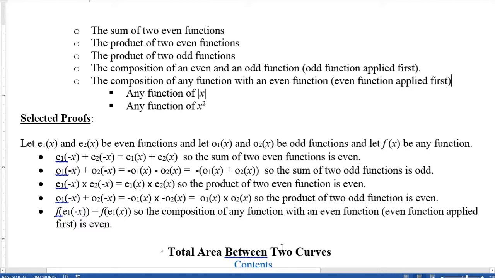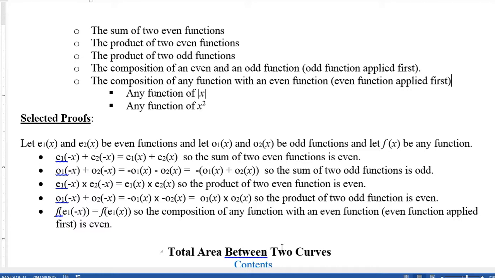Now let me prove just a few of these. I'll let you maybe provide the proofs yourself for some of the other ones. So let's let E1 and E2 be even functions. Let O1 and O2 be odd functions. And let's just let f of x be any old function. So for the sum of two even functions, let's take E1 plus E2 of minus x. That's E1 of minus x plus E2 of minus x. Since those are even, that's E1 of x plus E2 of x. So the sum of two even functions is even.